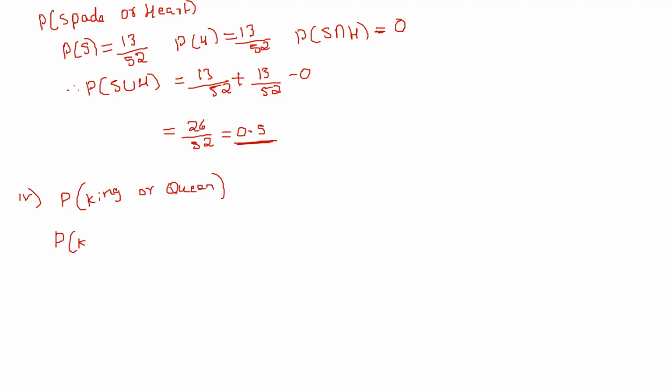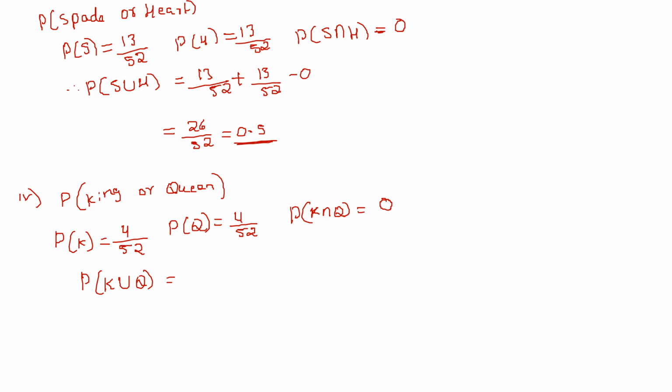And the fourth one: what is the probability that the card will be king or queen? The probability that the card will be king: there are 4 king cards, so the probability will be 4 by 52. And there are 4 queen cards, so the probability will again be 4 by 52. The probability that the card will be both king and queen: there are no such cards, so the probability is 0. The probability that the card will be either king or queen will be 4 by 52 plus 4 by 52 minus 0, which is 8 by 52. That is 0.1538.